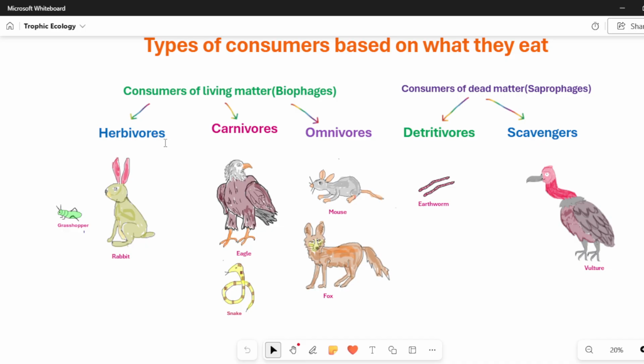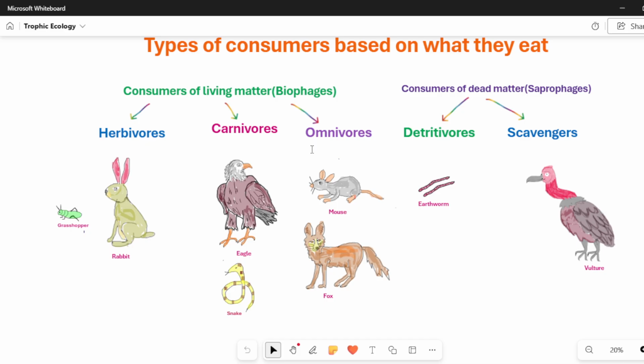What are herbivores? Herbivores eat only plants. They have a plant based diet, so that's why they are called herbivores. Carnivores eat only meat. They hunt the living organisms and they eat them. They eat meat, they do not eat plants. So, that's why they are called carnivores.